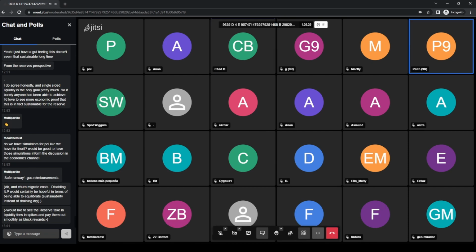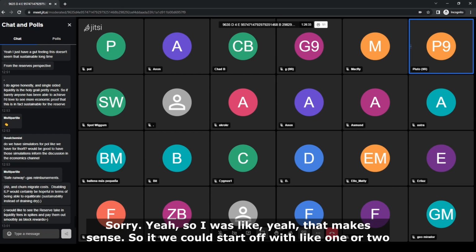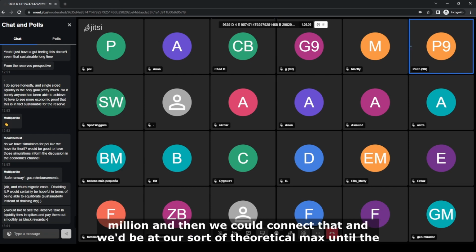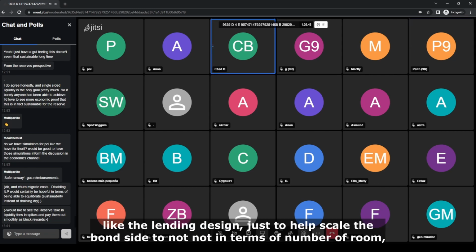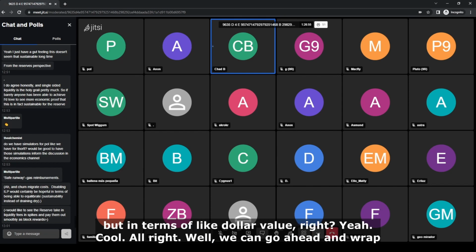Yeah, good point. That makes sense. So we could start off with 1 or 2 million, and then we could 10x that, and we'd be at our theoretical max until the security budget was increased. Right. Yeah. I think that's kind of the point in some ways of the lending design, just to help scale the bond side, not in terms of number of RUNE, but in terms of dollar value, right?